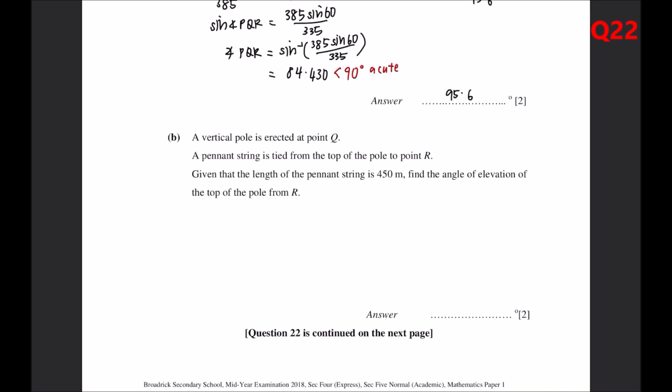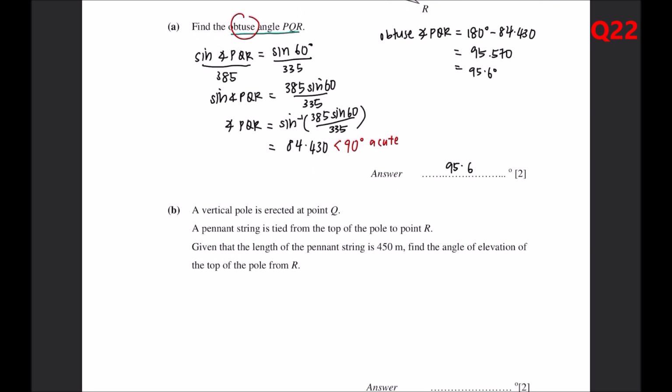For question B, a vertical pole is erected at point Q, then a string is tied from the top to the point R. Given that the length of the string is 450 meters, find the angle of elevation. Just imagine you have a point Q over here. A vertical pole is erected. The word vertical tells you that it is at 90 degrees to the ground. From the top of the pole a string goes to point R, and this is 450 meters. You want to find the angle of elevation of the top of the pole from R.